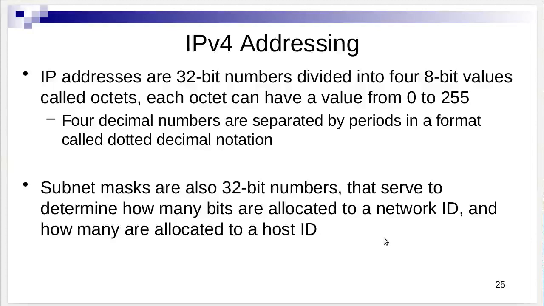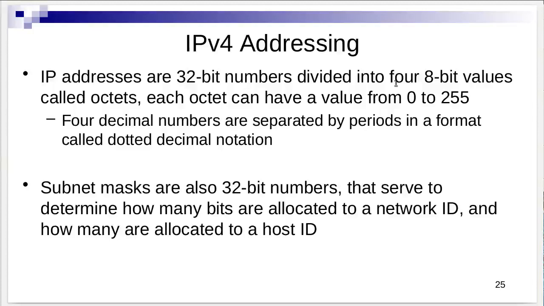So to review, IPv4 addresses are 32-bit numbers divided into four 8-bit values or octets, and each octet has a value from 0 to 255. So this is just an easy way to look at these 32-bit numbers, which can be pretty massive. You can look at it as going from 0 to a little bit more than 4 billion, or if you look at it as signed numbers, they can be going from negative a little bit more than 2 billion to positive 2 billion roughly. And that's hard to look at.